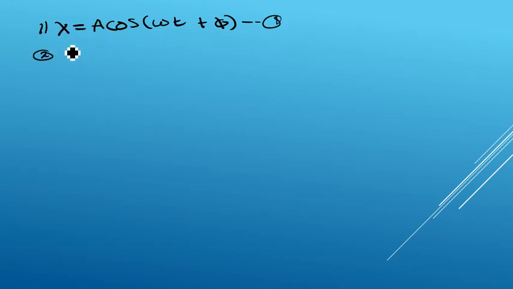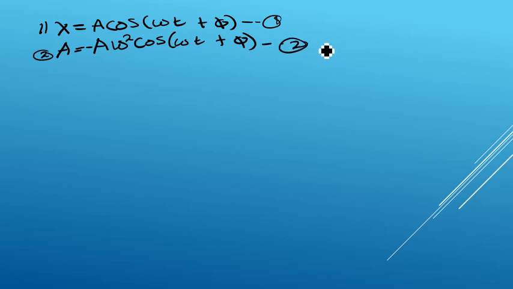The second formula is for the acceleration. Acceleration is equal to negative A ω squared cosine(ωt plus phase). So you can also take note of this formula.